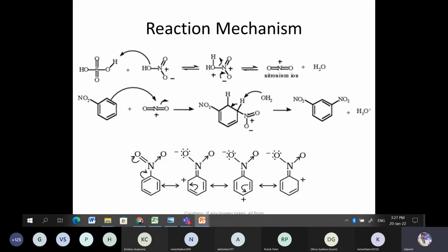After mixing the nitrating mixture and nitrobenzene, remove the flask from the ice bath and keep this flask on a sand bath. As per the procedure, we have to maintain the temperature near about 70 to 80 degrees centigrade.